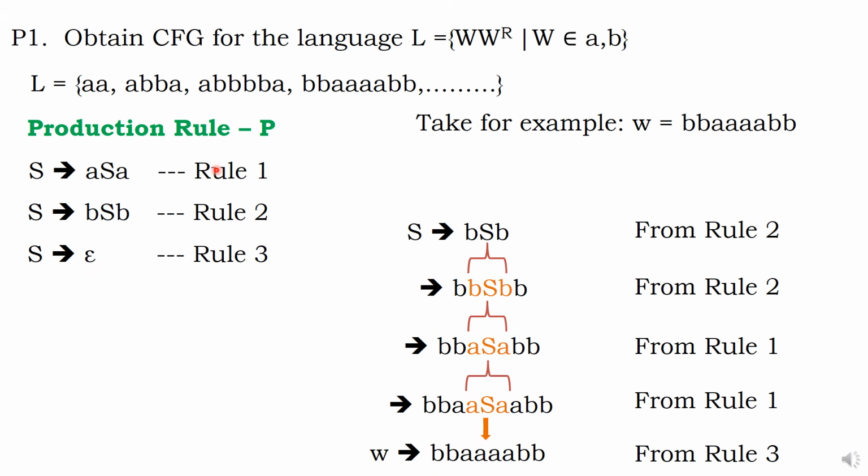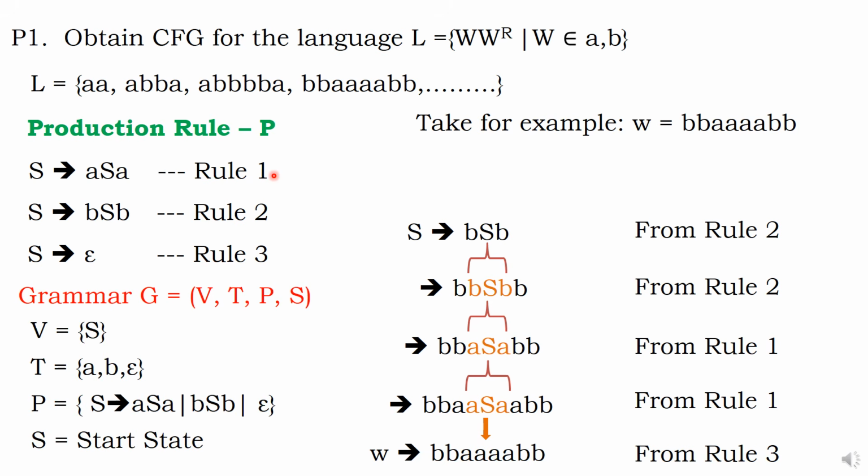In solving any problem, your rule is for the given language, you are not just supposed to create the production rule. You should create the grammar VTPS. Now, what is the grammar VTPS? One by one, you should see. Who is V? Capital letters. Yes. Who is T? Small letters. A, B, epsilon. Who is production rule? This is your production rule.